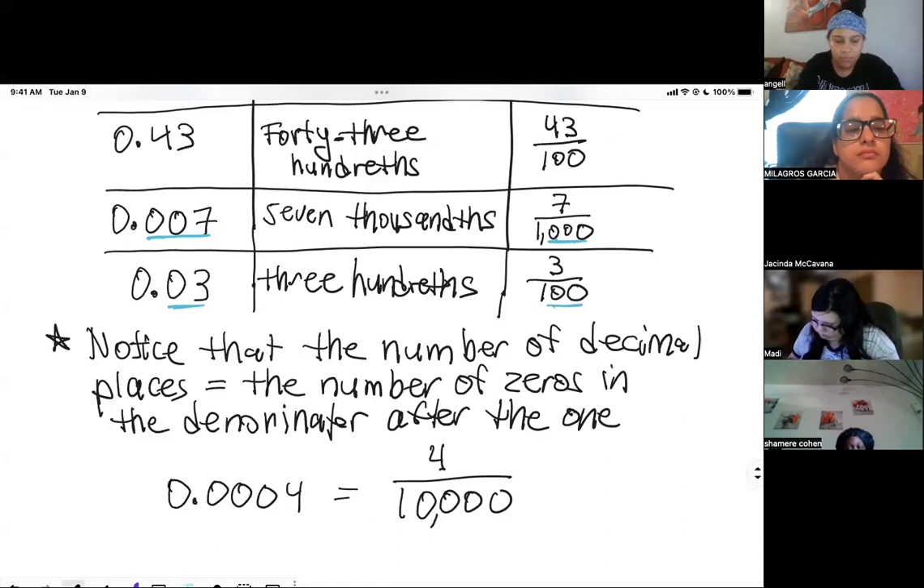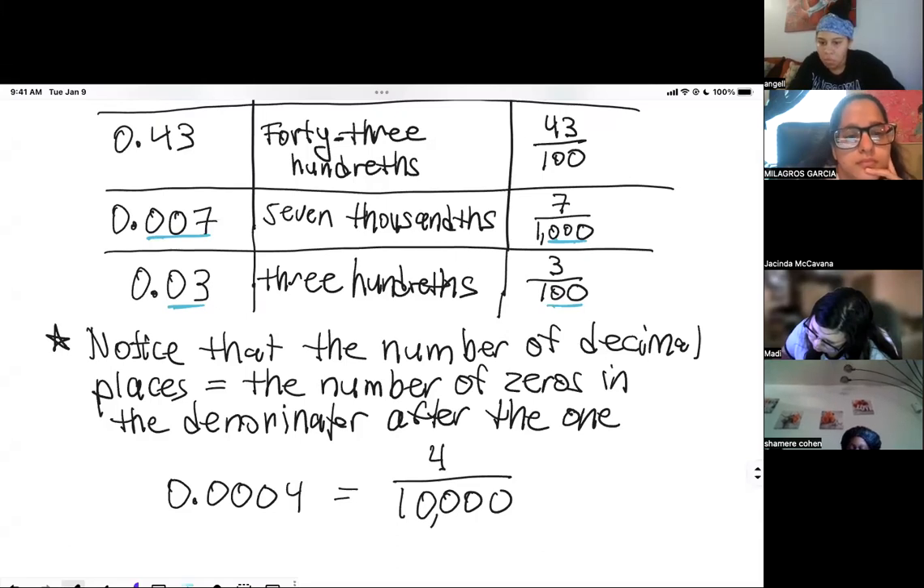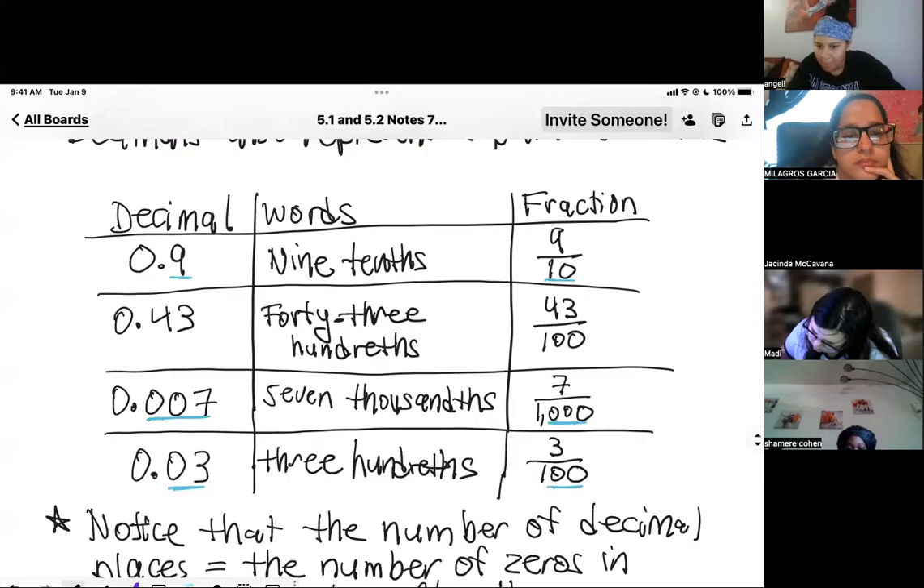So this is like getting us ready. What we're going to do on the next page is I'm going to write down different decimals and we're going to write them as fractions. All right, you can go to the next page. Okay, perfect.